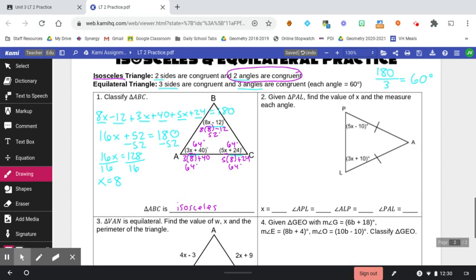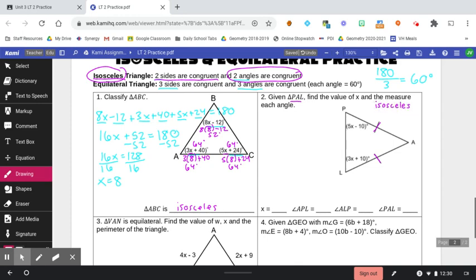All right. Number 2. So for number 2, we're given this triangle PAL. We want to figure out the value of x and then the measure of each of those angles. Looking at this triangle, it looks like I have two tick marks here, which means two sides are congruent. If two sides are congruent, then I have an isosceles triangle. So right away, I know that this is an isosceles triangle.